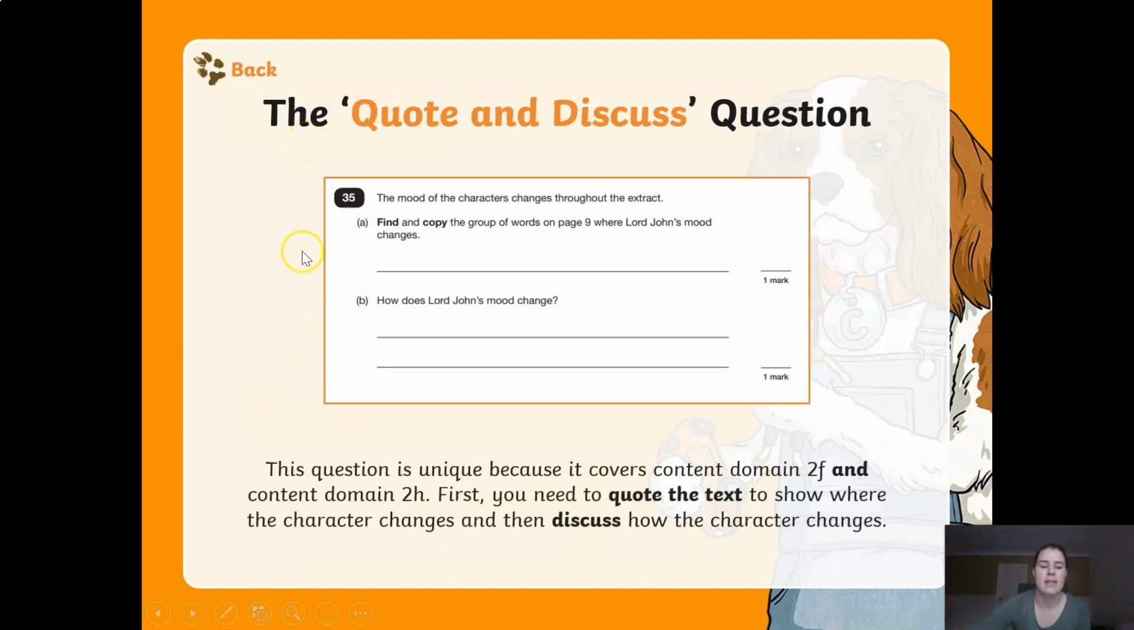Okay, and then we have this one here. Okay, so this is the quote and discuss question. Okay, so this tends to break up 2 marks with this question, sometimes even 3 marks. Now like I said at the beginning, it's sneaky because it actually links both of those content domains we're looking at the beginning. How does it change the context of the story? But equally, how does that change for a specific character that's changed from the beginning to the end of the story? Okay.